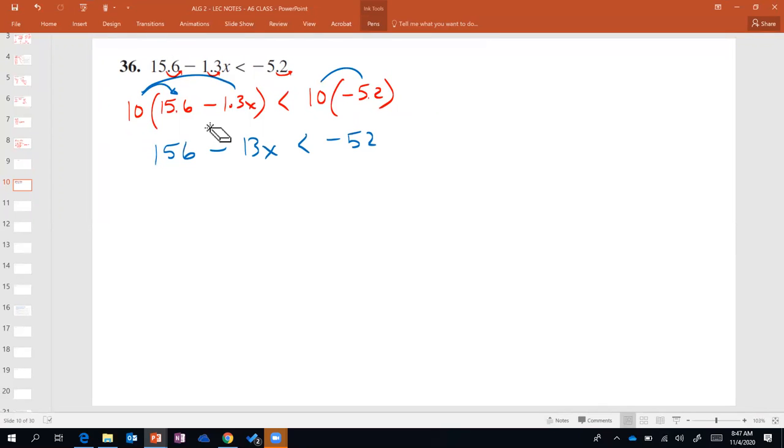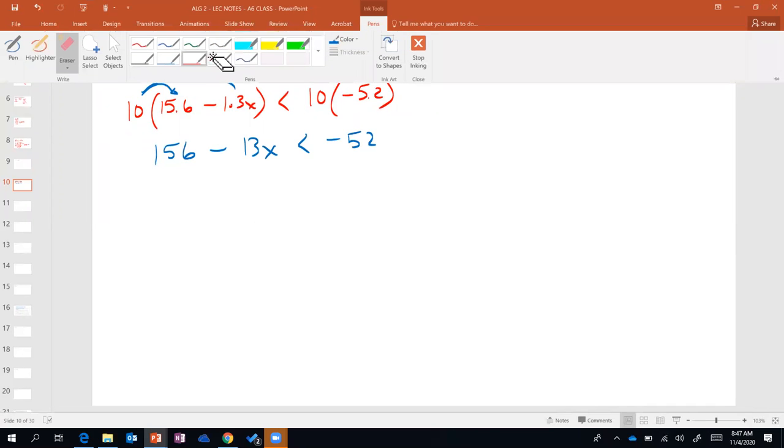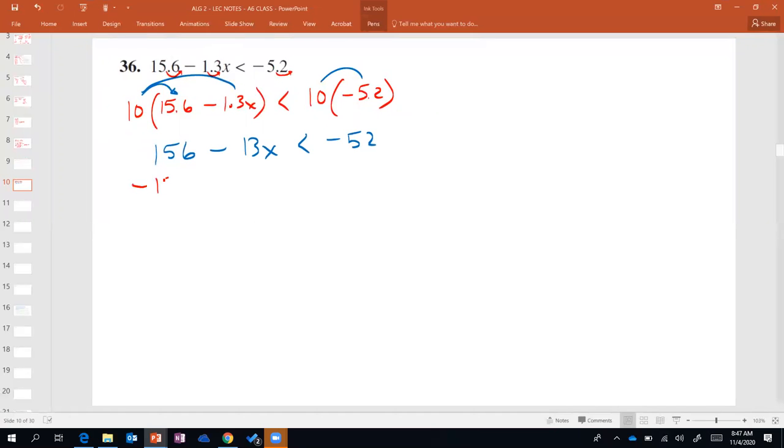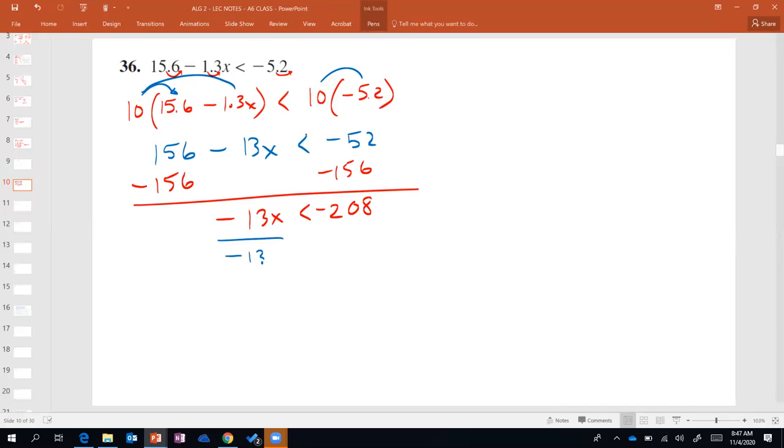Okay, I think some people are done already, so let me just go for it. I think I'm going to subtract 156. My x is already on the left-hand side, already set up for it. And can anybody give me negative 52 minus 156? Negative 208, perfect. Both negatives, add them up, put a common sign of negative there. Next is divide through by negative 13, and voila.